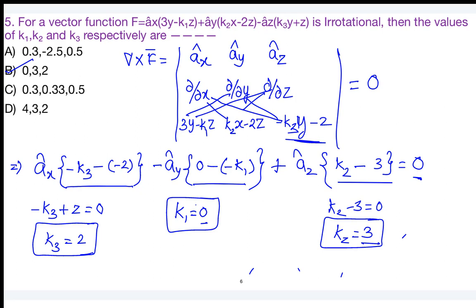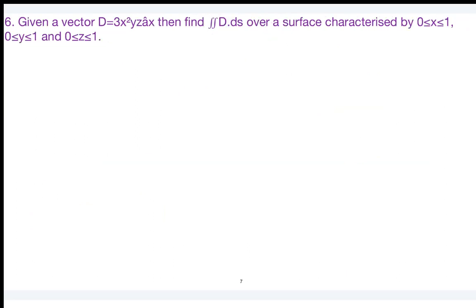This question is an application of Gauss divergence theorem. We'll first see the question. There is a vector he has given, 3x square yz into ax cap. Then find the double integral D dot dS over a surface characterized by x ranging from 0 to 1, y also ranging from 0 to 1, z also ranging from 0 to 1.